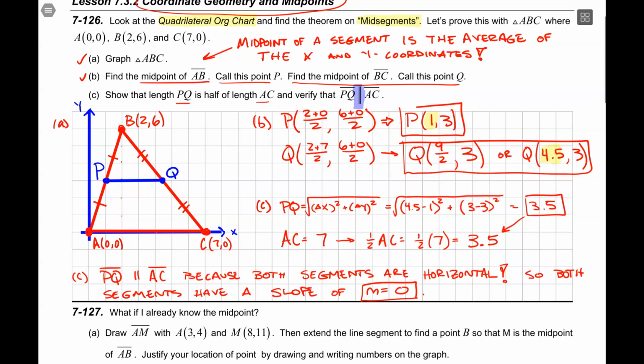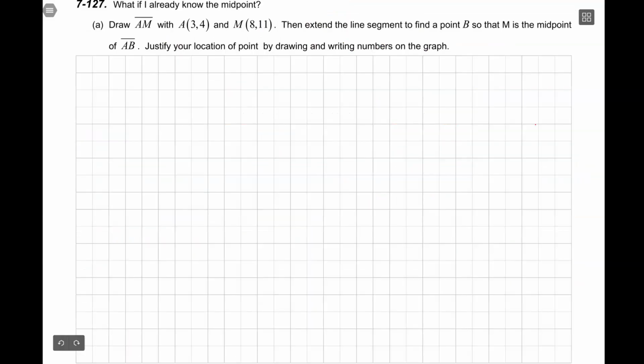Let's now look at 7-127. All right, folks, let's jump down here to question 7-127. What if I already know the midpoint? I think in a few minutes you'll see this is very similar to the second warm-up problem we did. The textbook problem actually has 3 parts, A, B, and C. I'm only going to do part A here. If you're interested in parts B and C, go ahead and look at the version of the notes I posted online that's labeled as old. This one I kind of abbreviated just to do what I think is the most critical part of the problem.